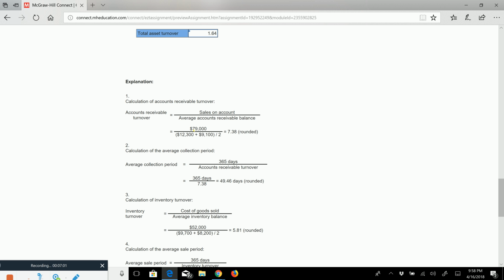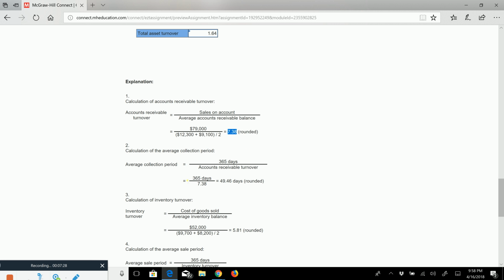So you go to the income statement, you'll find that $79,000. Your denominator is going to be the average accounts receivable balance. Simply put, last year's receivable plus this year's receivable divided by 2, that works out to 7.38 times. That means we sold 7.38 times our average receivable.